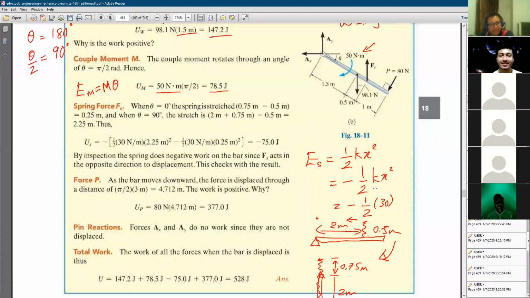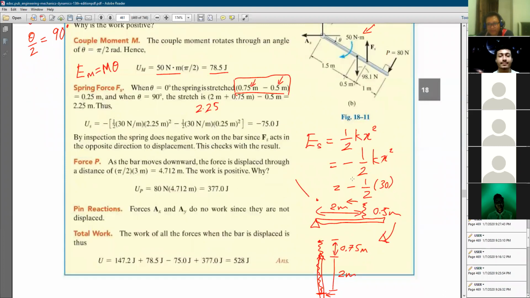2.25. Doctor, maybe because, yeah, this one. Initially it was 0.5 and then it became 2.75. Yeah, this part up here. Initially it was 0.5. It is the final. Okay. And the difference is 0.25. And you must also consider the length from this point to the point of action. And that becomes 2.25.